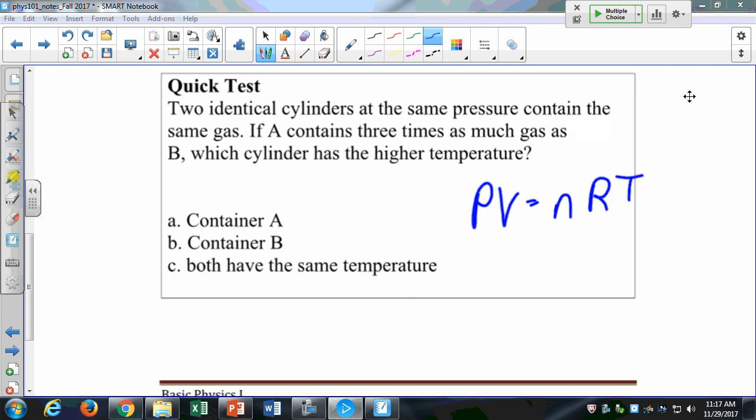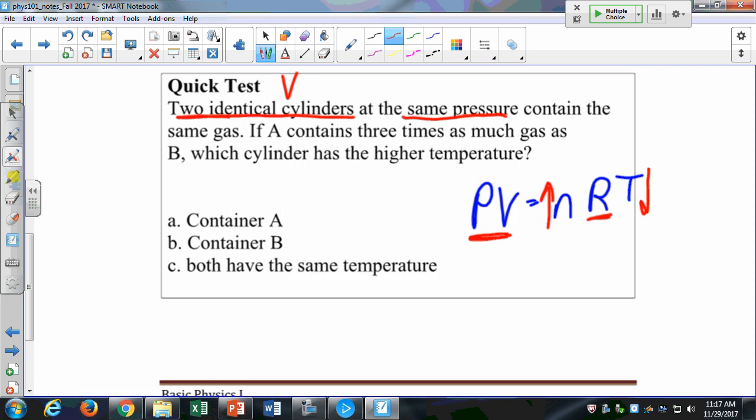Look, don't try to memorize these, but just think, well, P and V are constant. I know that P and V are constant, one, because I have two identical cylinders. That tells me the volume is the same for both. They have the same pressure, so both P and V are constant. And then, I know that R is constant too. If container A contains more gas, that means that the temperature must decrease. So container A with more gas has a lower temperature.